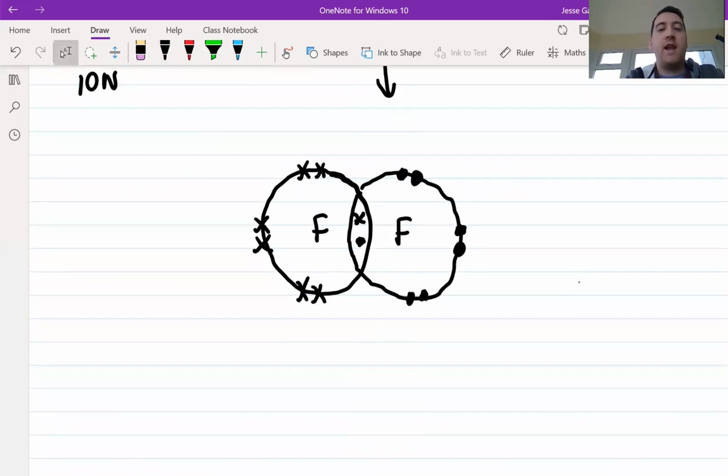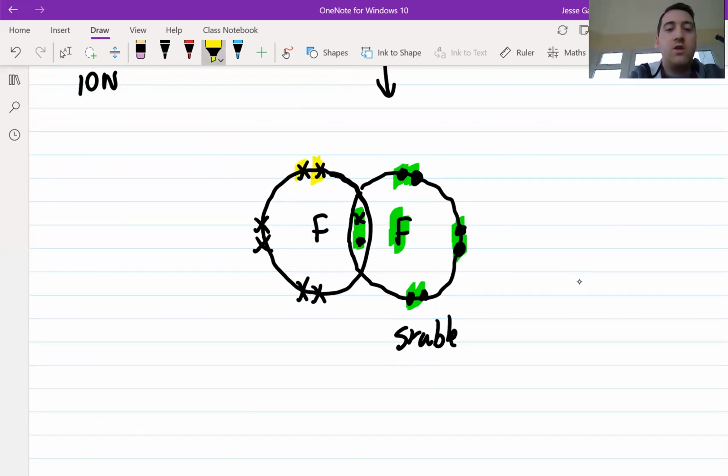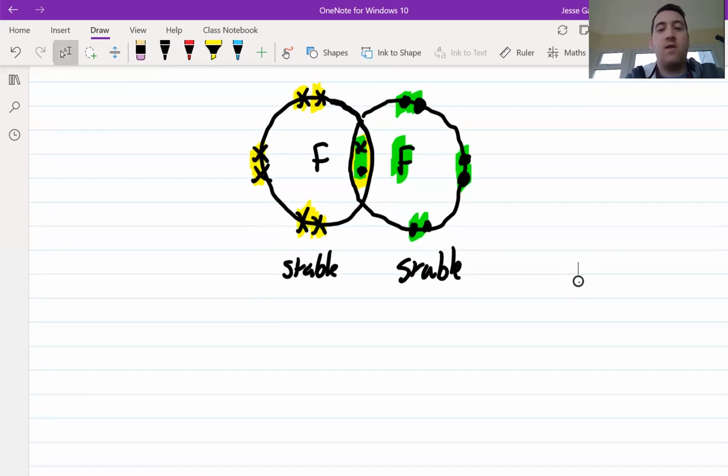Let's just count how many electrons each one has. This fluorine in green has 1, 2, 3, 4, 5, 6, and it's got a share of these 2, 7, 8. That means that this fluorine is stable. This fluorine with the yellow, it has 1, 2, 3, 4, 5, 6, and now it's got a share of both of these as well, 7, 8. This atom is also stable. So by sharing electrons, they have each got a share of 8 electrons in their outer shell.